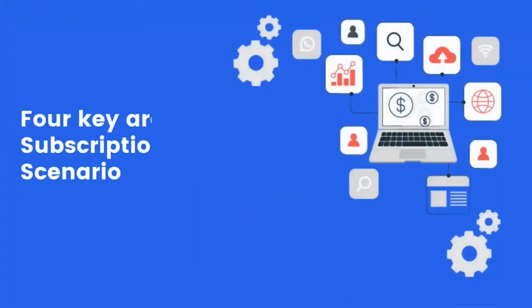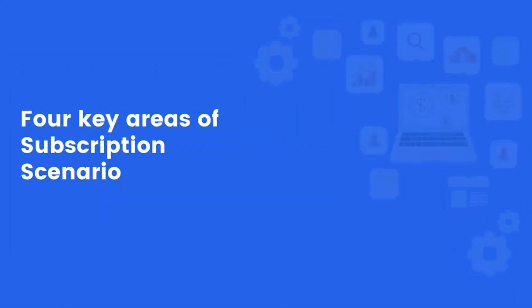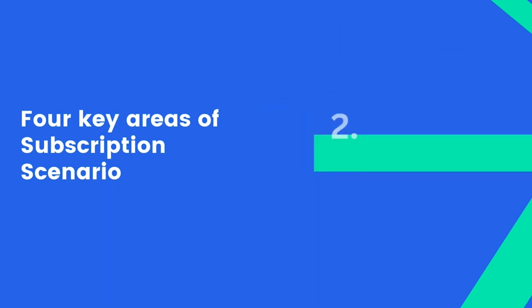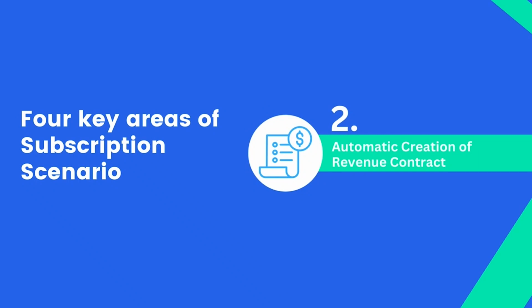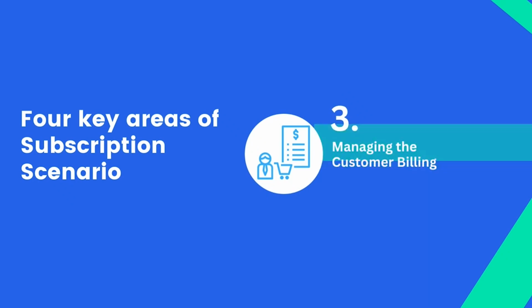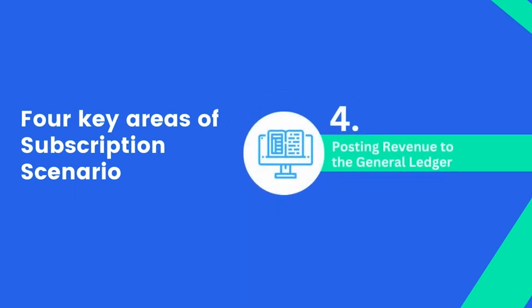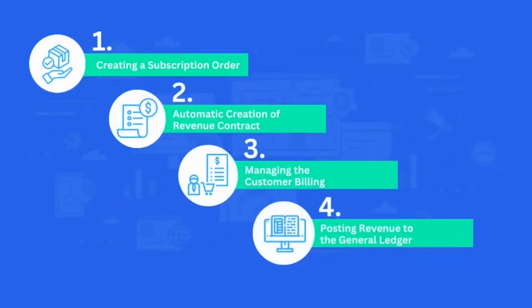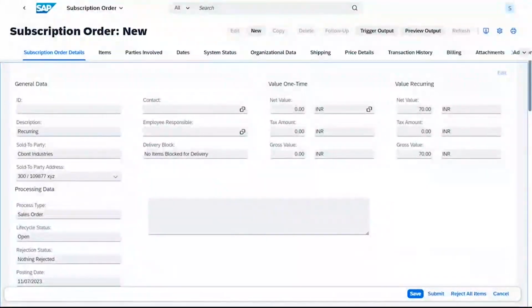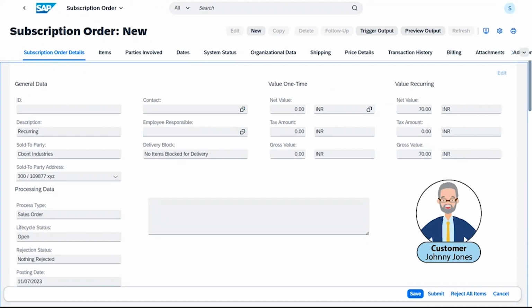A standard customer subscription scenario will walk through these 4 key steps. These are included but not limited to things like creating a subscription order with your customer, having an automatic corresponding revenue accounting contract created, managing the customer billing, and posting revenue to the general ledger. All of these steps in the order-to-cash process take place in one SAP platform. Let's start with a customer subscription that is already underway.